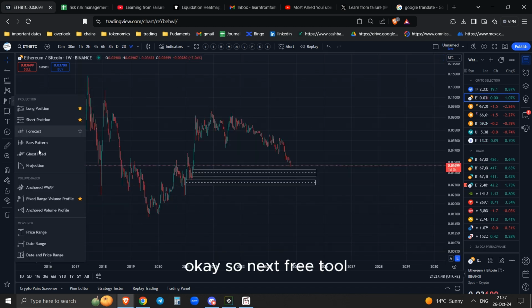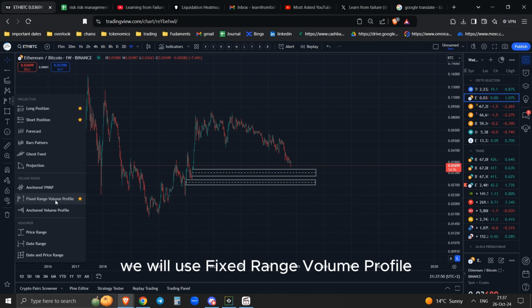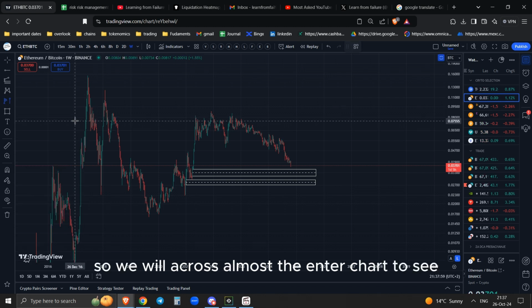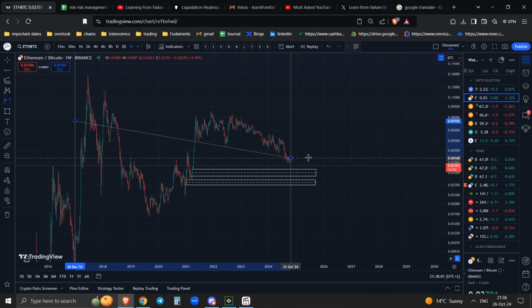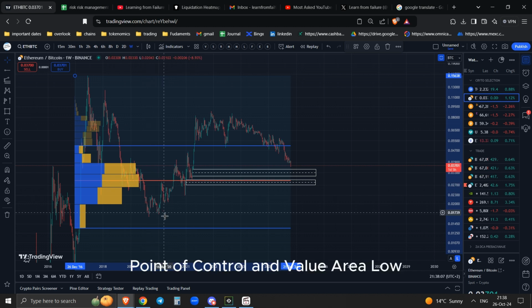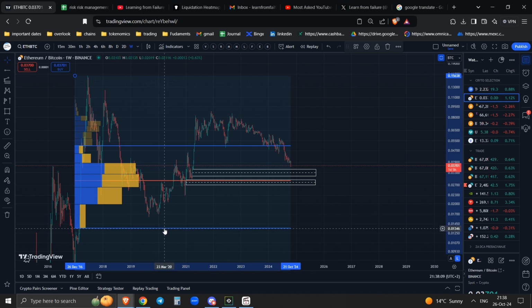Okay, so next tool we will use is the fixed range volume profile. This tool calculates the volume within a specified time period, so we will stretch it across almost the entire chart to see. These lines are called value area high, point of control, and value area low.